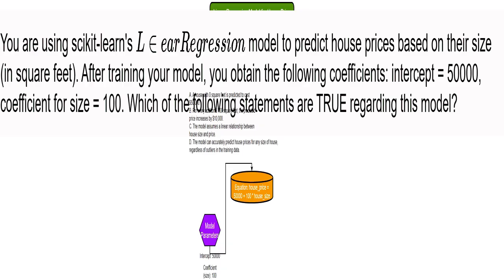I've trained a linear regression model in Sklearn to predict house prices. The model's intercept is 50,000, and the coefficient for house size is 100. Now, I'll give you some statements to evaluate.